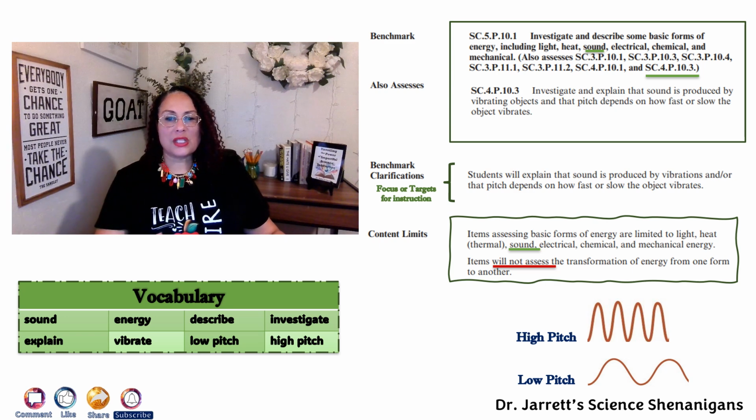Again, we spoke today about SC.4.P.10.3. Investigate and explain that sound is produced by vibrating objects, and that pitch depends on how fast or slow objects vibrate. Again, vocabulary is sound, energy, describe, investigate, explain, vibrate, high pitch, and low pitch.